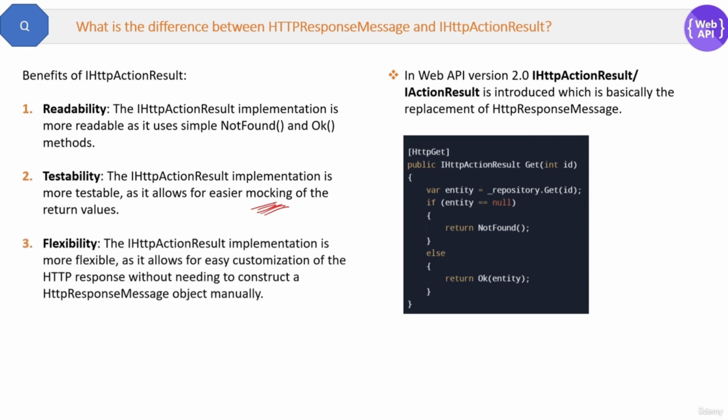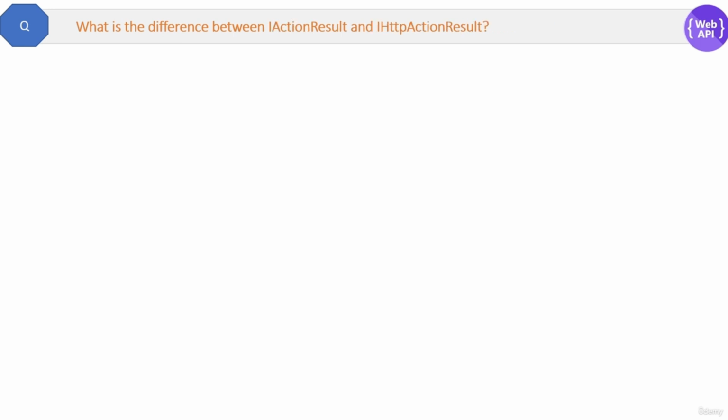The IHttpActionResult implementation is more flexible because it allows easy customizations of the HTTP response without needing to construct an HTTP response object manually. So you are constructing that manually there with the HttpResponseMessage, but here it is not required in case of IHttpActionResult. So the conclusion is IHttpActionResult makes things short and simple in comparison to the HttpResponseMessage.